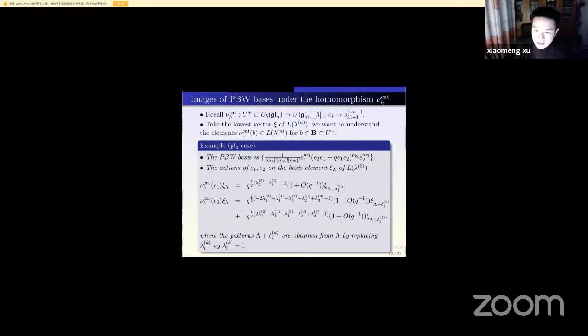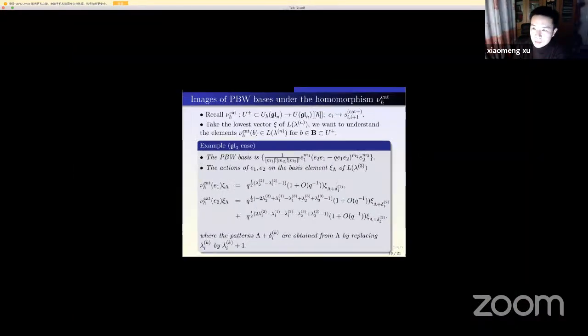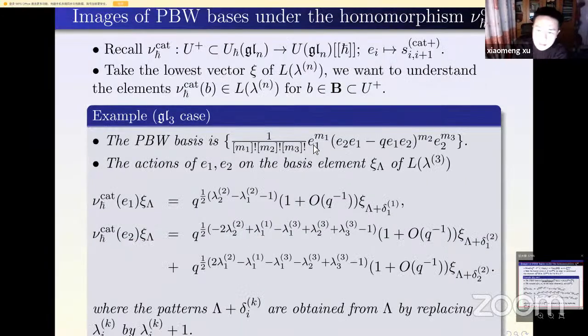Okay. So in the 3x3 case, the PBW basis is as follows. So one should really think of this E1, if we label the generators using the rows and columns, as the element inside the first row and the second column, and E2 is inside the second row and the third column. And the element in the middle, E2E1 minus q times E1E2, is the element inside the first row and the third column.